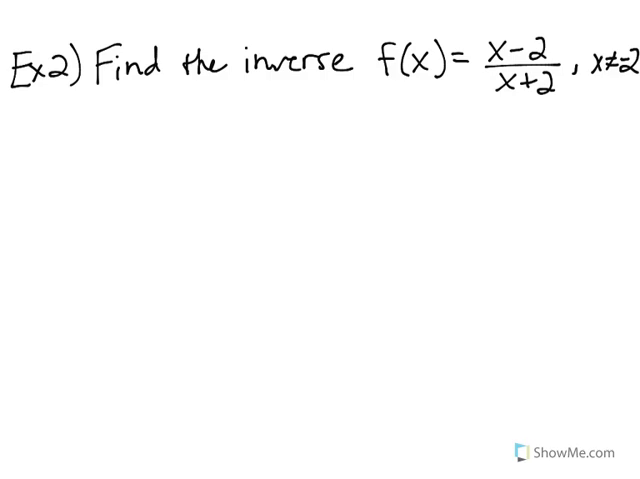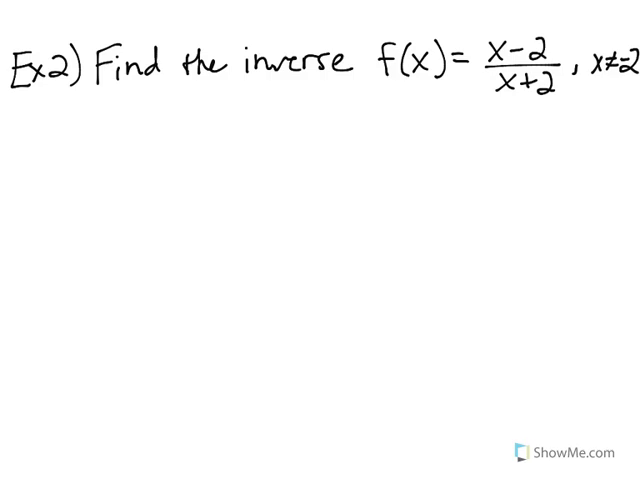Okay, so here's our second problem. We're just going to focus on this algebraically. Find the inverse of f of x equals x minus 2 over x plus 2, where x cannot equal negative 2. If x was negative 2, we would have a 0 in that denominator, which would make the function undefined. So that's why they state x cannot equal negative 2.